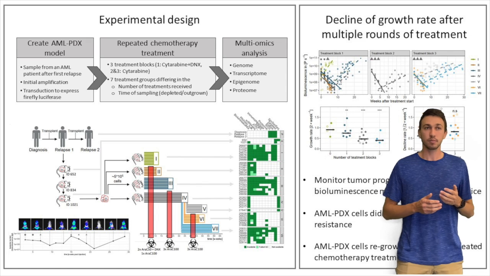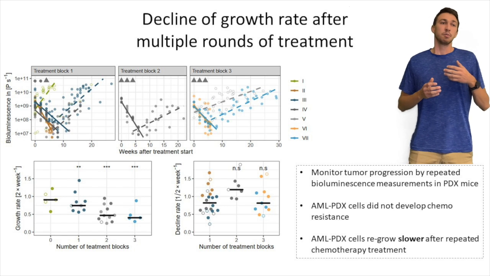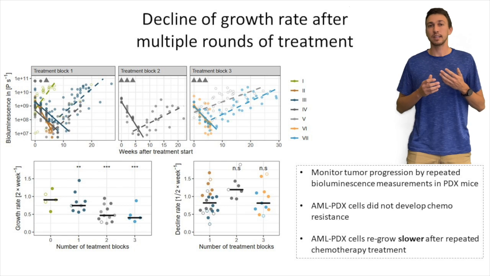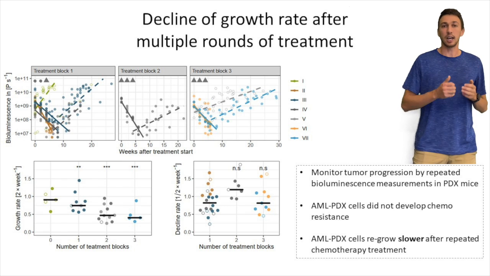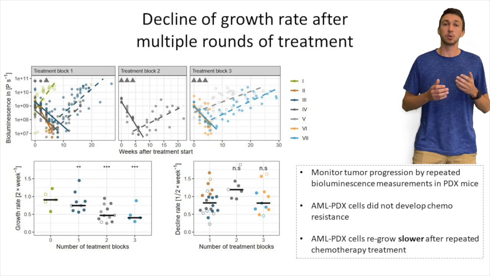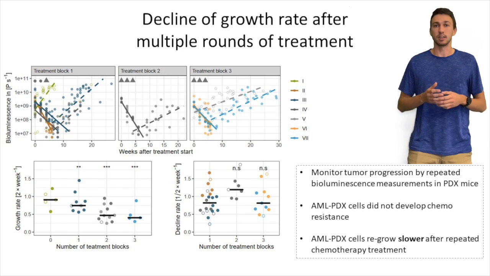these cells. And here you can see our first results just of the bioluminescent imaging analysis, where we observed that in this experiment, the AML-PDX cells did not develop chemoresistance. So in all mice that received chemotherapy, we saw first a decline in the tumor burden and then a subsequent relapse. However, the growth rate of the tumor cells slowed down after repeated chemotherapy, while the decline rate did not change significantly.